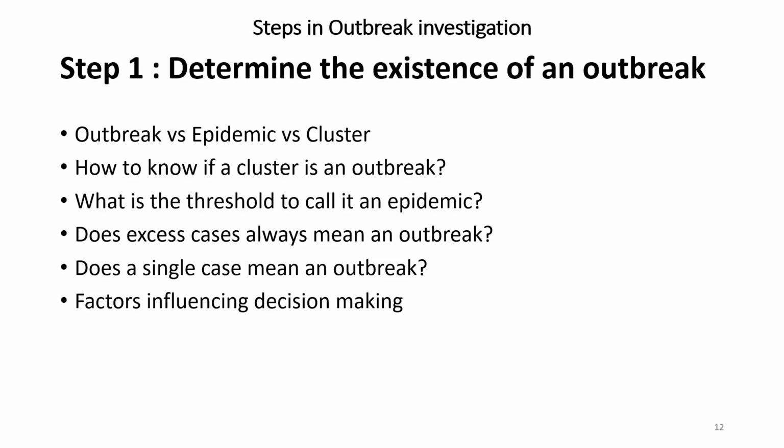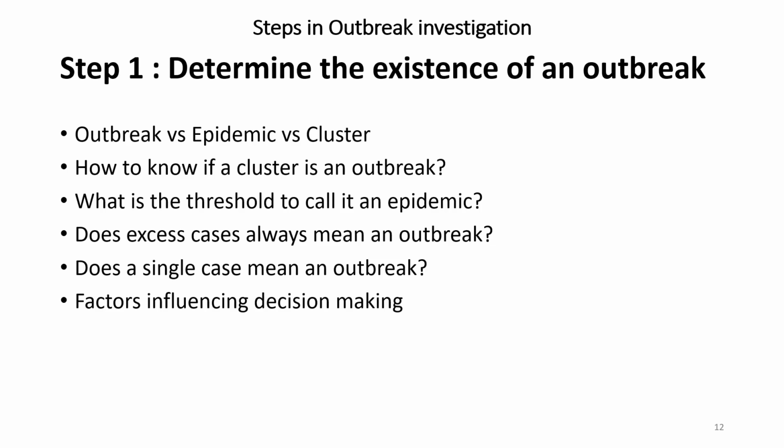All this time we were talking about the number of cases. So, apart from the number of cases, there are various factors like severity of illness, potential of spread, availability of control measures, political considerations, public relations, and availability of resources. These are the various factors based on which we make the decision whether to conduct an outbreak investigation or not. Okay. So, based on all these, we will be conducting an outbreak investigation.